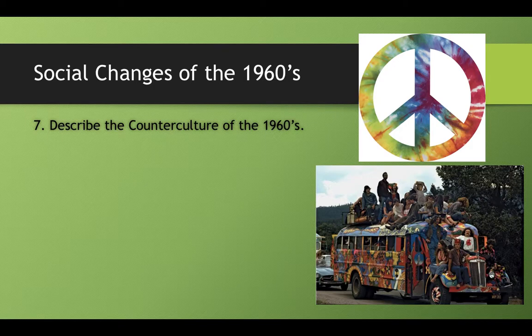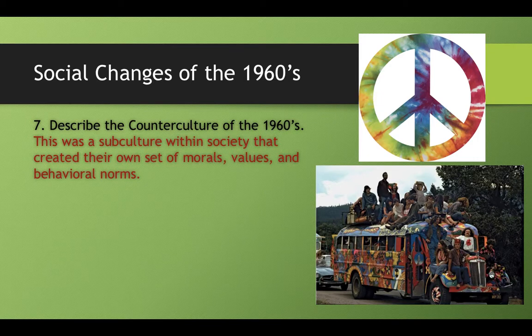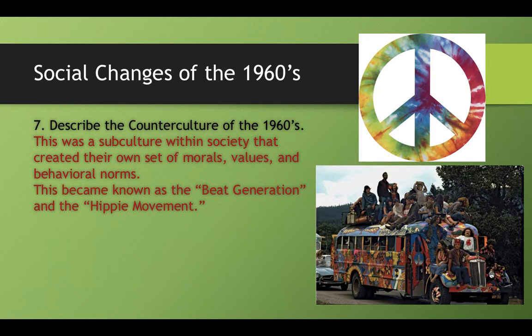And one big centerpiece, really, of the social changes of the 1960s was called the counterculture. The counterculture of the 1960s. And this was basically a subculture within society. Not all that many people were a part of it. It was a pretty small percentage, kind of a fringe group, but it was really influential because it gained so much attention. It was just a subculture within society that basically created their own set of morals, values, and behavioral norms. It said that traditional values of society aren't working out so well, they need to go out the window, and we need to create our own set of morals, values, and behavioral norms.